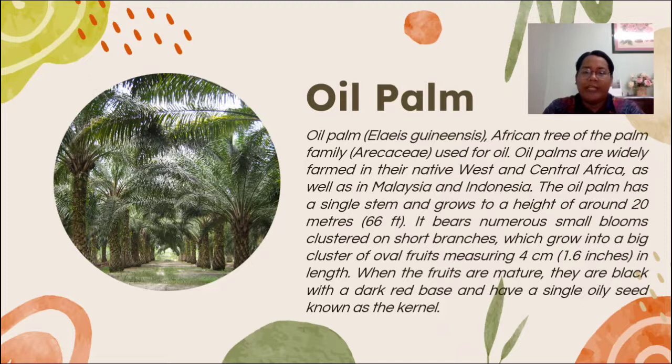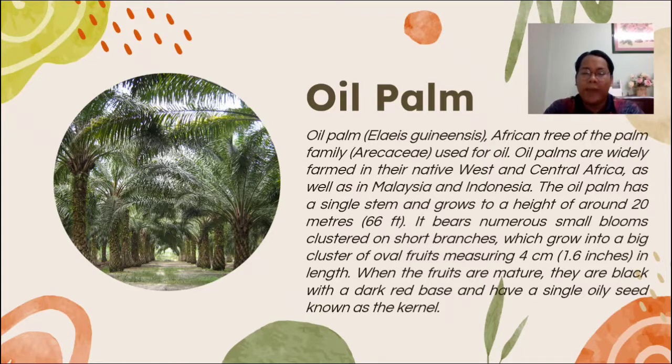Oil palm, or its scientific name Elaeis guineensis, is an African tree of the palm family used for oil. Oil palms are widely found in their native West and Central Africa, as well as in Malaysia and Indonesia. The oil palm has a single stem and grows to a height of around 20 meters or 66 feet. It bears numerous small blooms clustered on short branches, which grow into a cluster of oval fruits measuring 4 cm or 1.6 inches in length.